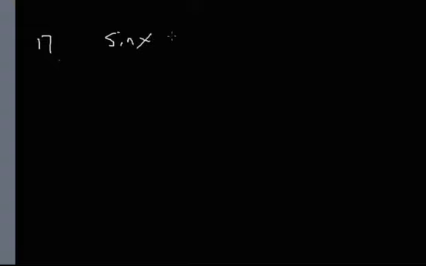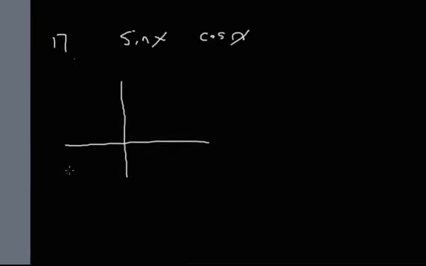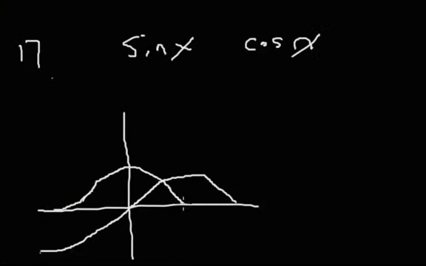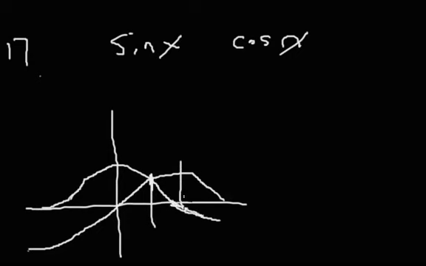Number 17. We have two graphs, sine x and cosine x. If you graph it, it'd be something like this. Sine x, cosine x. Their integral. Sorry, it's not very good. And here we have to be careful because the area here is another color.